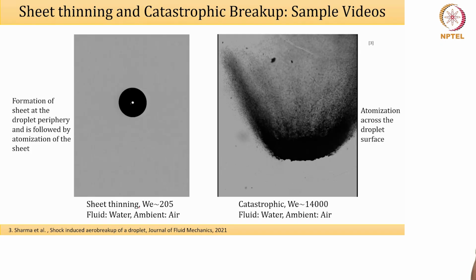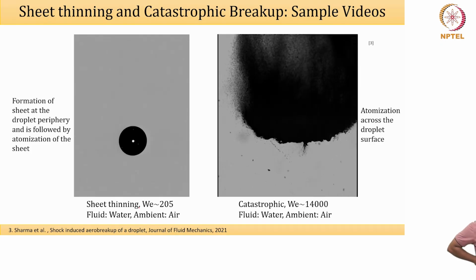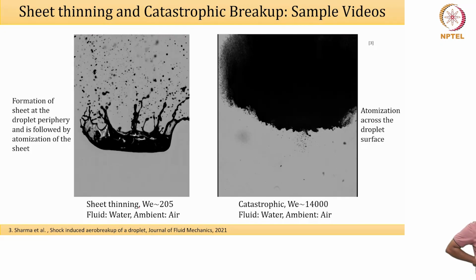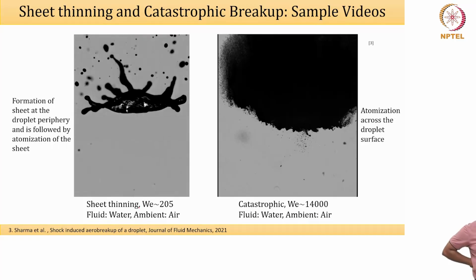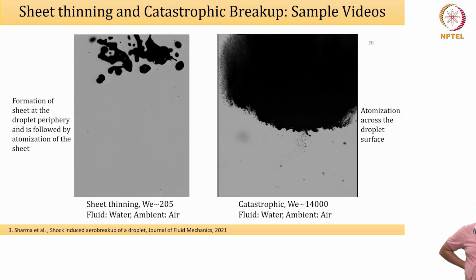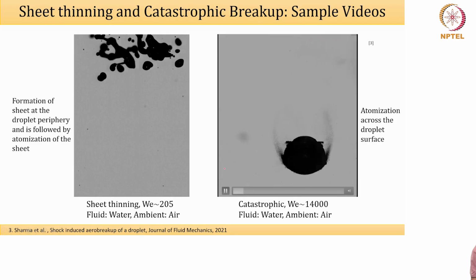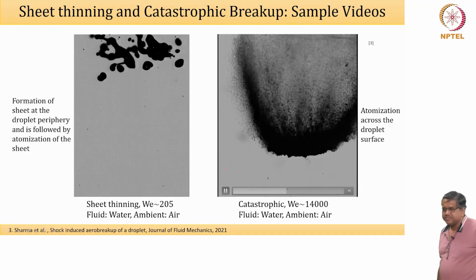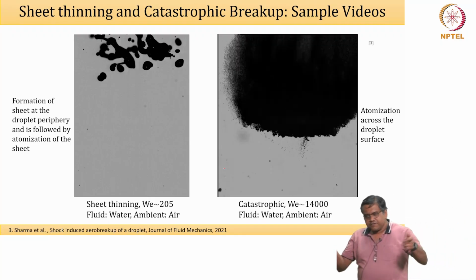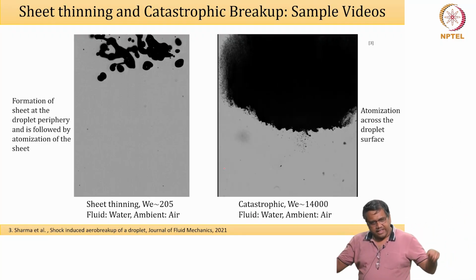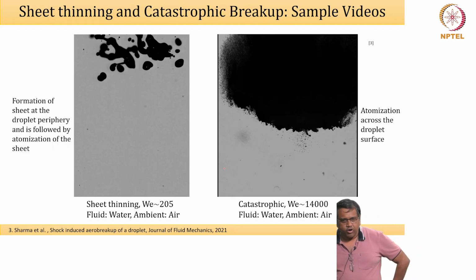And this is, for example, the sheet thinning. You will see it a little later. See that? You saw the sheet thinning. And on the right hand side is the catastrophic breakup. If you look at the catastrophic breakup a little closely, you will see something interesting. The initial part resembles this kind of sheet thinning, and then things get a whole lot more complicated.